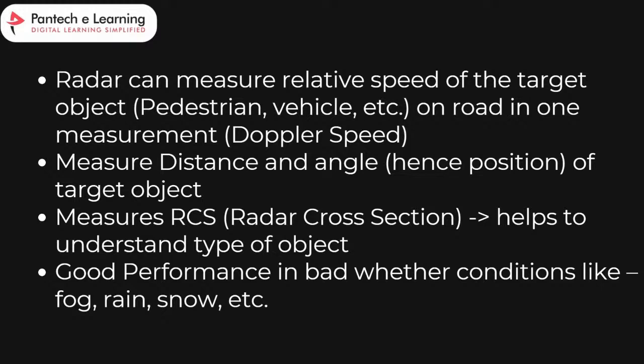Next, radar can also tell what type of object it's seeing by measuring its radar cross section. It's like recognizing the shape of something by its sensor. Next, radar works really well even when the weather is bad, like when it's foggy or rainy or snowy. It has a special vision that can see through tough weather conditions. So that is why we need radar in our autonomous vehicle.